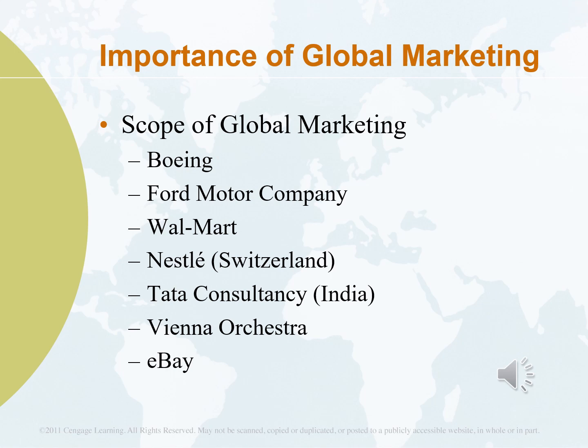The well-known brand name Nestle is actually from Switzerland. You may not have heard about a company called Tata Consultancy. It's actually from India, but Tata has different subsidiaries operating in many countries. Organizations such as the Vienna Orchestra need to do global marketing as well, because they tour all around the world every year, presenting their symphonies in many countries. Online companies like eBay are global by their nature, from the very start.